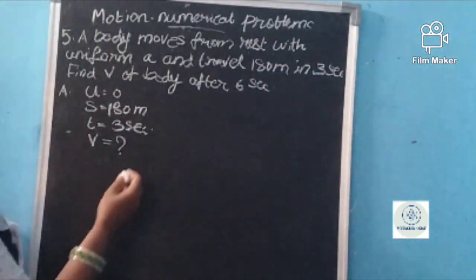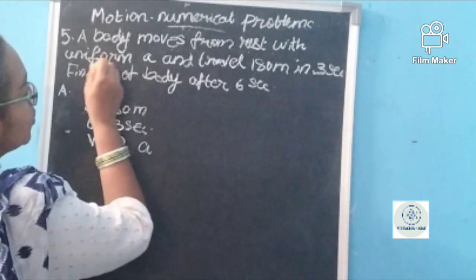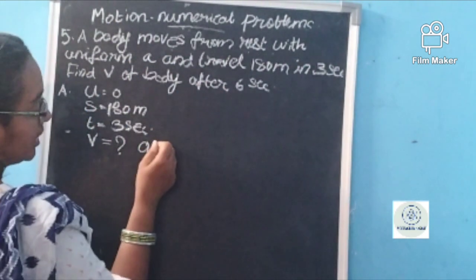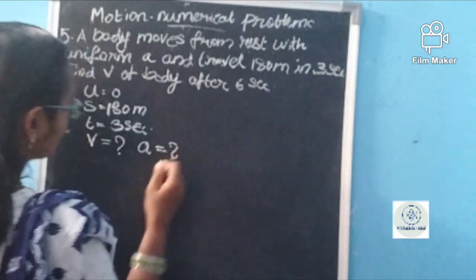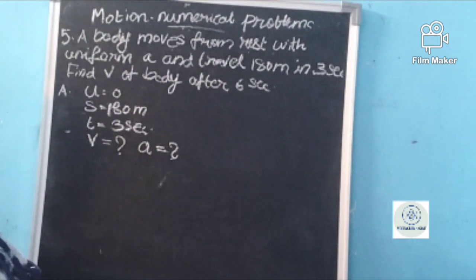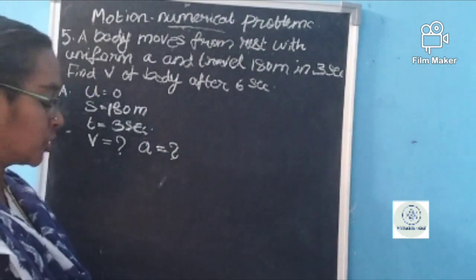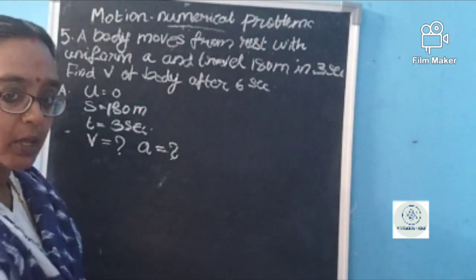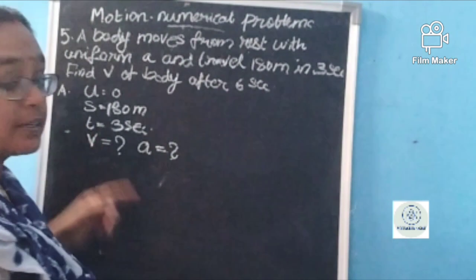But we should know one thing, that acceleration is also not given. They are saying the body is moving in uniform acceleration, but acceleration is not given. Okay. With these quantities, is it possible for us to find out the final velocity? Say about the equations which we know, equations of motion. See, that is v is equal to u plus at. u is there, t is there, a is not there.